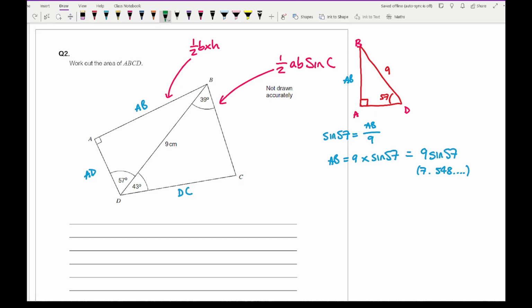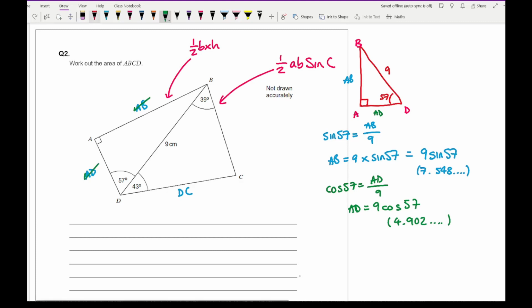To find AD, I've got the adjacent and the hypotenuse, so that's going to be using cos. So cos 57 equals AD over 9. So AD equals 9 cos 57, which I'm going to leave like that. But if I want to work with decimals, that's going to give me 4.902 and so on. So that's that bit done, that done and that done.